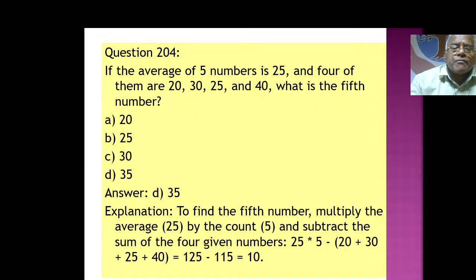If the average of 5 numbers is 25 and 4 of them are 20, 30, 25 and 40, what is the fifth number? To find the fifth number, multiply the average 25 by the count 5.